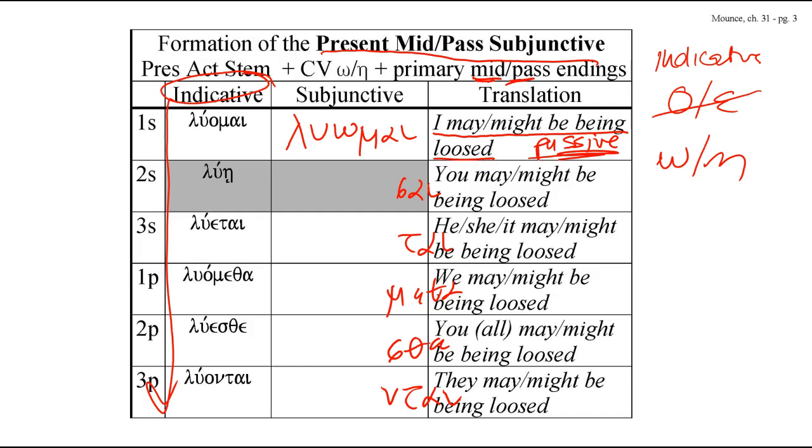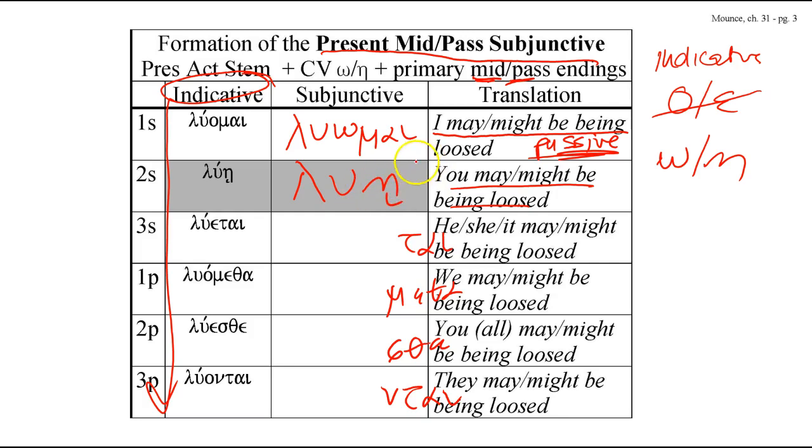How do I say you might be being loosed? The second person singular. Well, I add lu, and I add the eta connecting vowel, and then I add sai, but the sigma drops out. The eta swallows up the alpha because it's a long vowel, and the iota wants a subscript. So the final form is luē with an iota subscript.